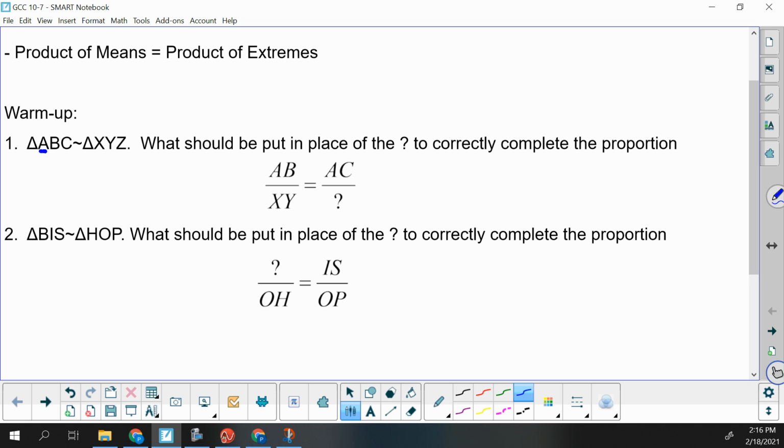All right, so notice AB matched with XY. So then the other one we had AC, that should match with, you should have said either XZ or ZX. IS matches with OP. We've got OH, so that should either match with BI or IB, one of those two.